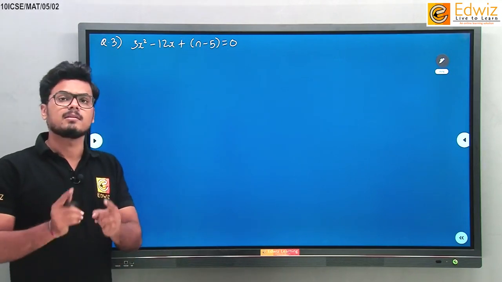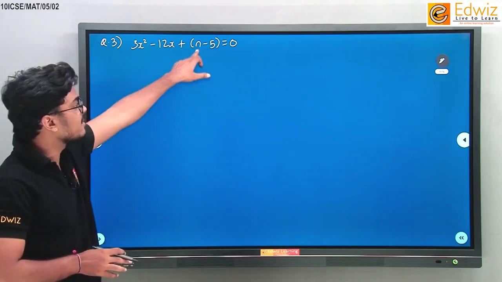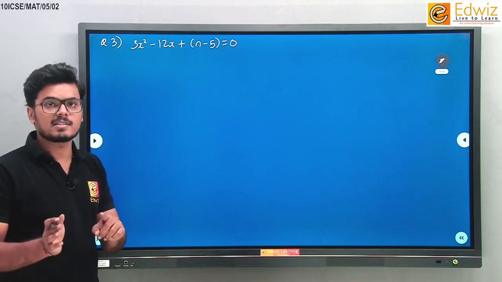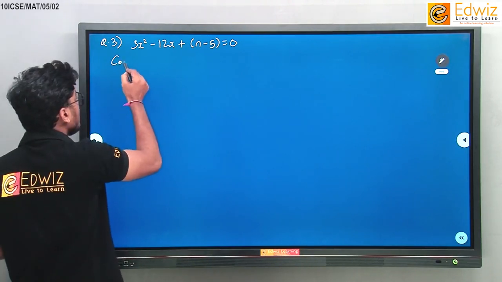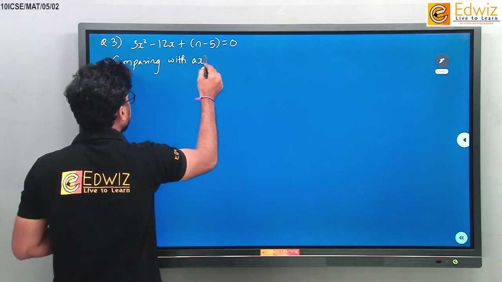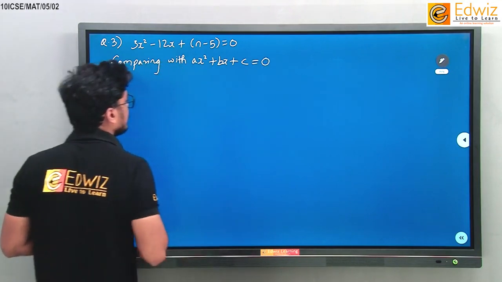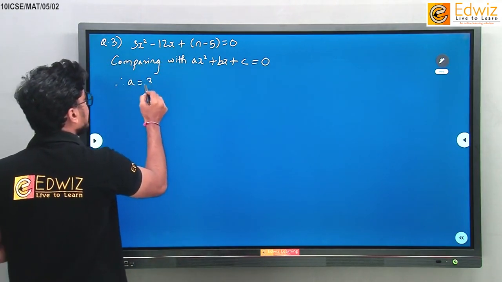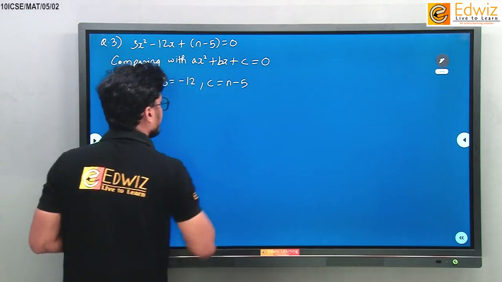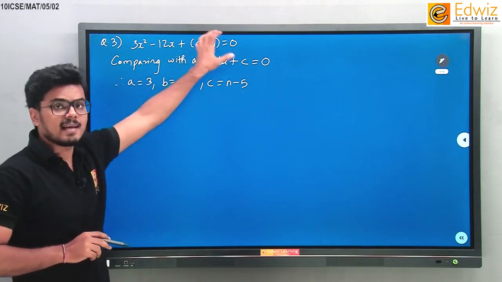If it has equal roots, the value of b square minus 4ac is equal to 0. Okay. So we have to find the value of n. It is exactly like the previous questions. Nothing different here. First step, find out a, b and c. So comparing with ax square plus bx plus c equal to 0, the value of a is 3, the value of b is minus 12, the value of c is n minus 5. Okay, I've just compared and noted down the values. N minus 5 is entirely the constant.